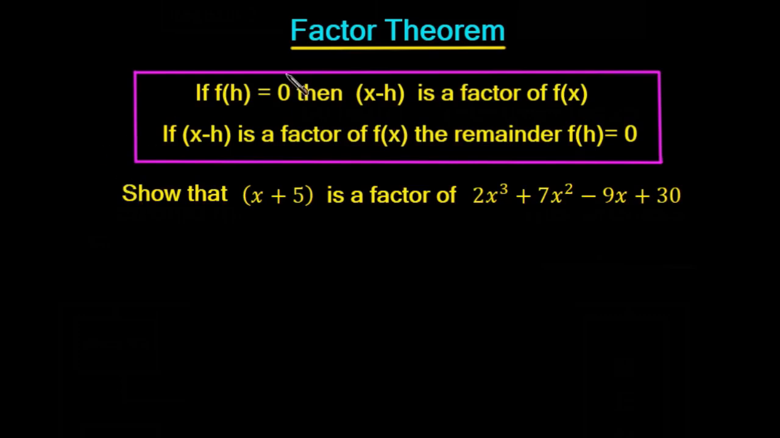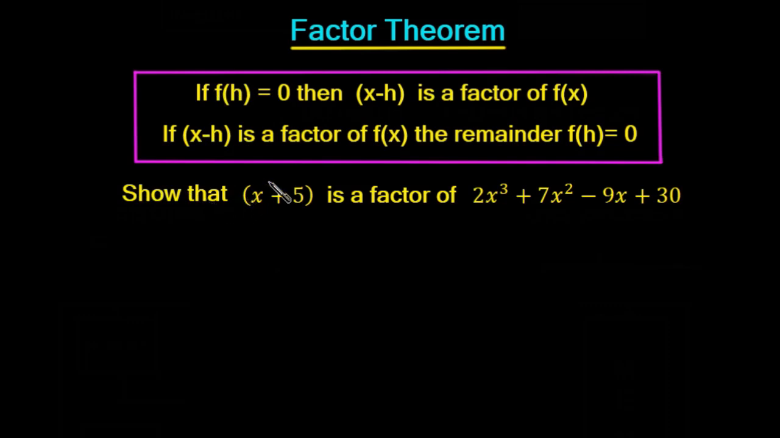So now let's look at the factor theorem. This tells us that if f of h is just the remainder, so if the remainder is equal to 0, then the value x minus h is a factor of f of x. Now conversely we can say that if x minus h is a factor of f of x, then the remainder f of h must equal 0. So that, again, is best seen by example, so we'll work through a little example here.